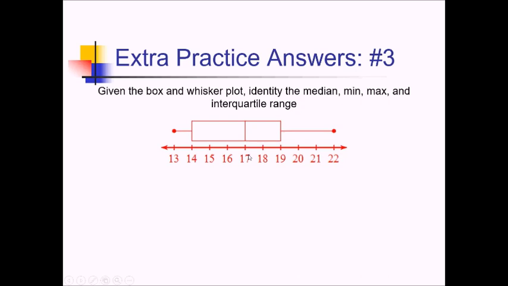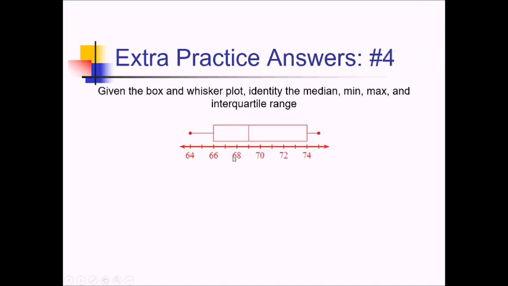For this box and whisker plot, we want to find some properties, including the median, which is going to be this middle line here, 17. We also want the min, which is going to be my left whisker over here at 13. We want the max, that's the rightmost whisker, here at 22. And for the interquartile range, that's going to be the upper median minus the lower median, the distance between those medians. So that's going to be 19 minus 14, giving me a distance of 5.